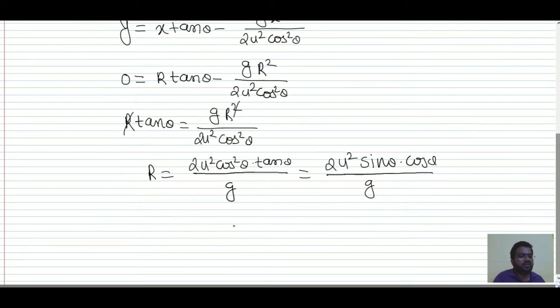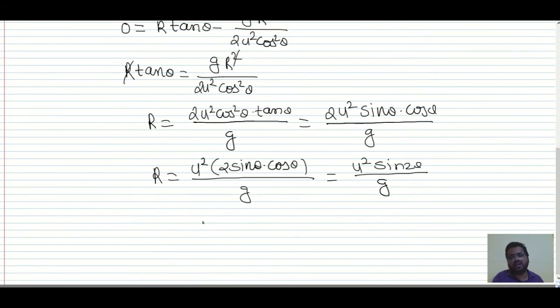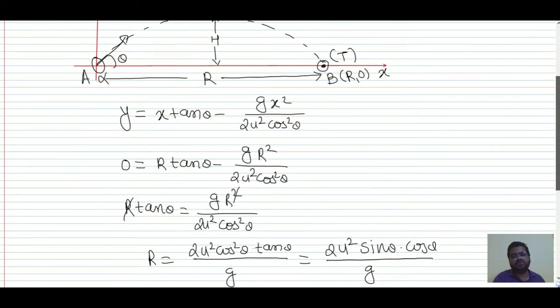Now we know one formula, and that is R is equal to u squared into 2 sin theta cos theta, the multiple angle formula, divided by g. So it is u squared sin 2 theta divided by g. Now this is the range formula that we have found out by using the equation of trajectory, isn't it? Isn't this very simple? So if you just remember the equation of trajectory, you will have the range formula, isn't it?